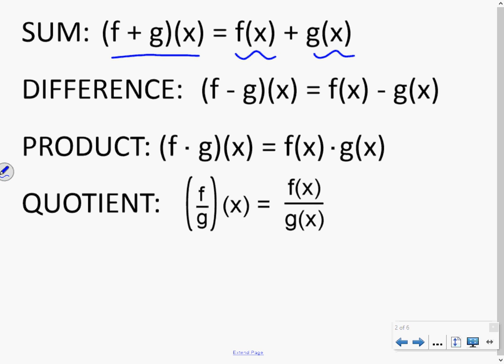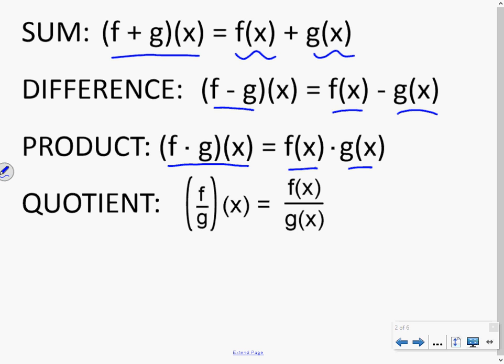Same goes with the difference. If I have f minus g of x, that really just means I'm taking f of x, subtracting g of x away from it, which again is going to be combining like terms. If I'm doing the product of two functions, f times g of x, we're literally just going to take each individual function and multiply them together, which we know how to do. And then if I'm doing the quotient, I'm just dividing two polynomials, which, again, we know how to do. So the function notation here looks a little scary. It's really not that bad.